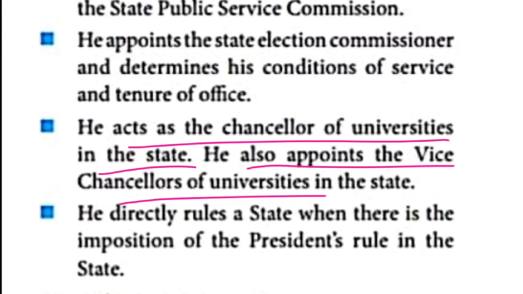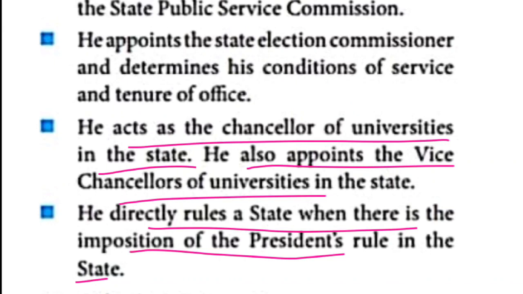Then the last point, what is given in the sense: he directly rules the state when there is an imposition of President's rule in the state. So President's rule, who can implement it? The governor can recommend it if the state government is not functioning well.